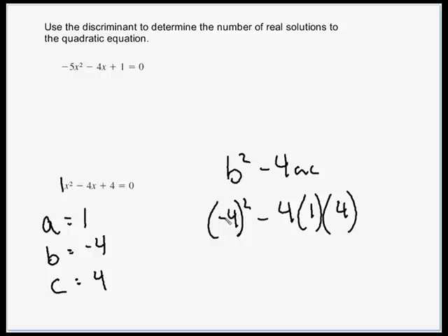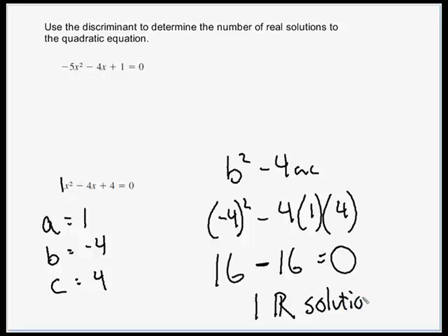So here we have negative 4 quantity squared is positive 16, and then we're minusing 4 times 1 times 4 is 16, and 16 minus 16 is equal to 0. And if we have a 0 discriminant, that means we have one real solution. That parabolic curve is just going to come down and touch the x-axis at one point and bounce right back up.